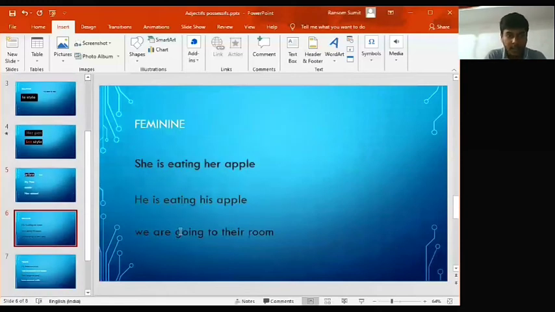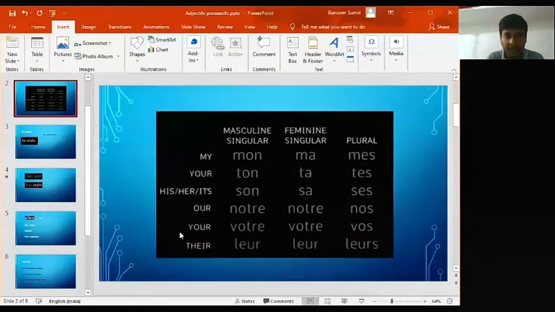Now for the feminine part, we have ma, ta, sa, notre, votre, leur. Now, ta and votre, you can see, are similar words, your, but they are differentiated in a way. If we are talking to an elderly person, we are going to use votre as a formal way, and if you are talking to a person who is of the same age as ours, it's going to be ta.